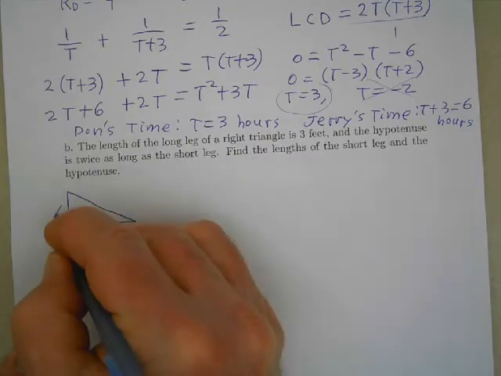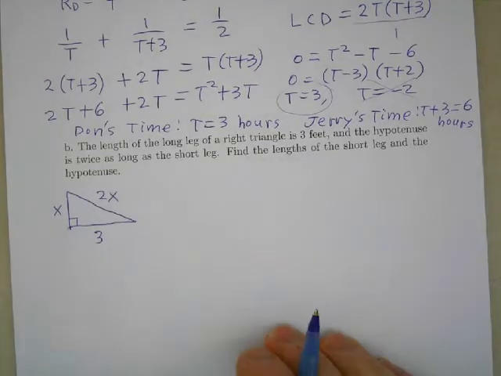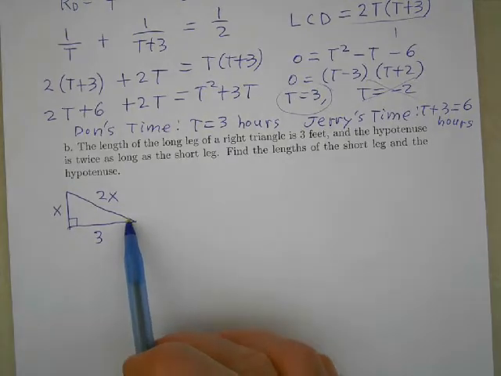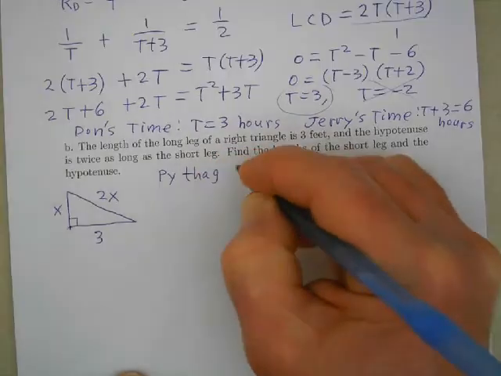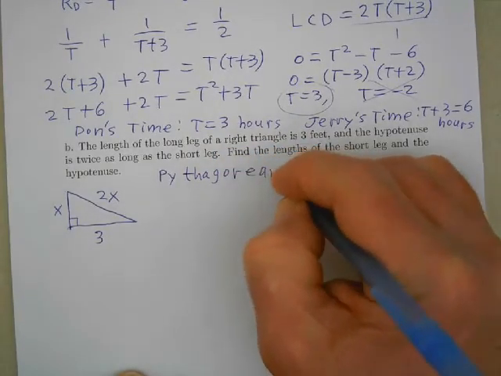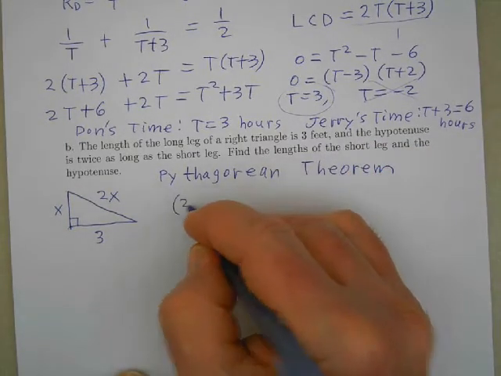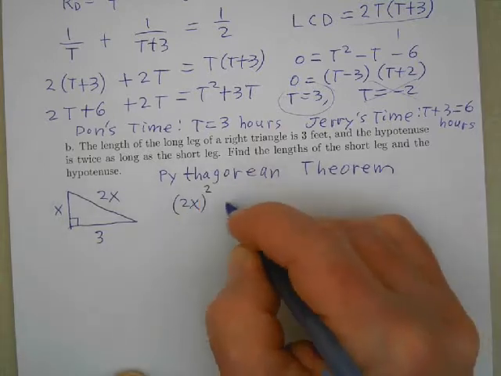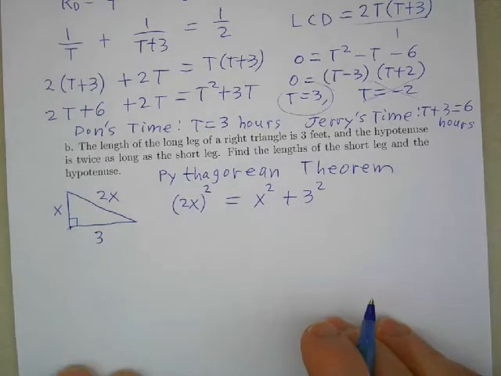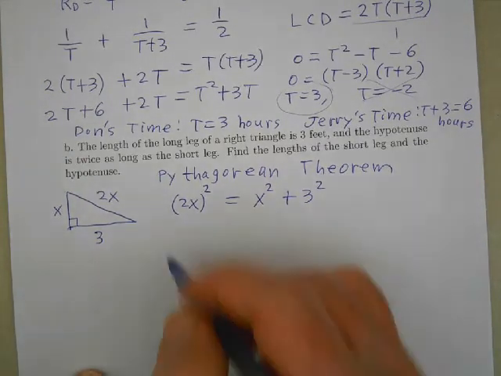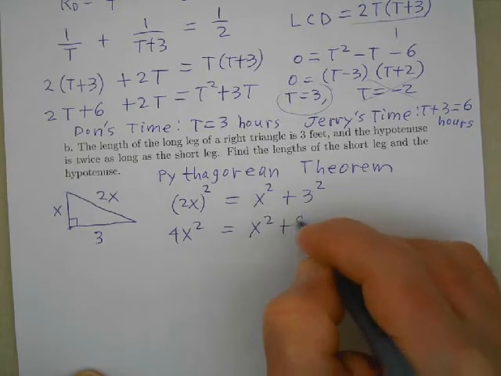So if we assign x feet for the short leg, the hypotenuse is twice that long, so we label the hypotenuse 2x feet. Then we use the Pythagorean Theorem to determine what the value of x is. So we square the length of the hypotenuse. The hypotenuse is 2x feet, so we square the term 2x, and we set that equal to the sum of the squares of the lengths of the 2 short sides. When you square the term 2x, you get 4x squared, and that's equal to x squared plus 9.